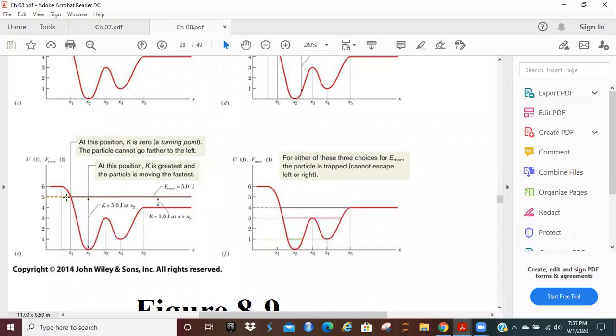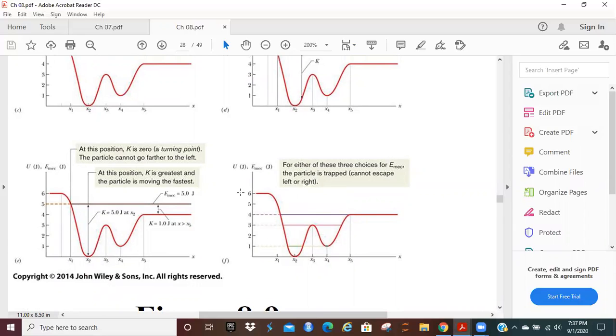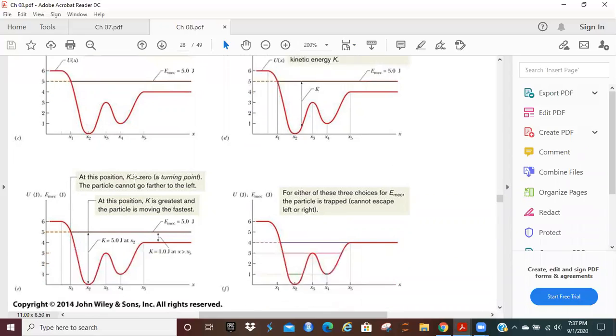So at this particular point, this point right here, x sub 1, K is 0. Again, if we go back and look at our definition of K equal to 0, no kinetic energy, that means it's a turning point. The particle can't go back up this way. It doesn't have enough energy to do it.